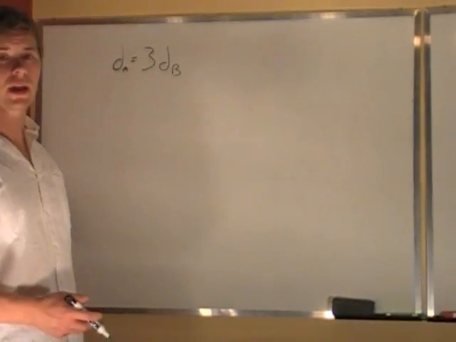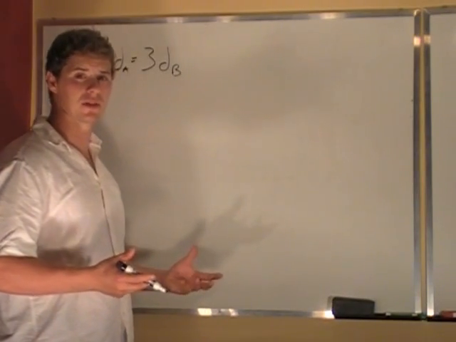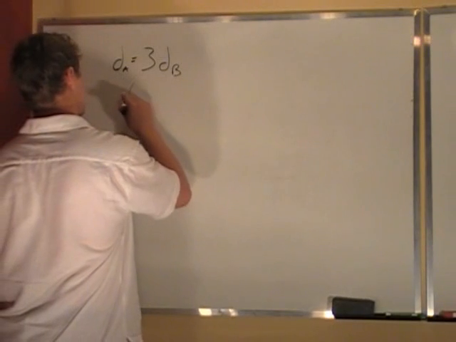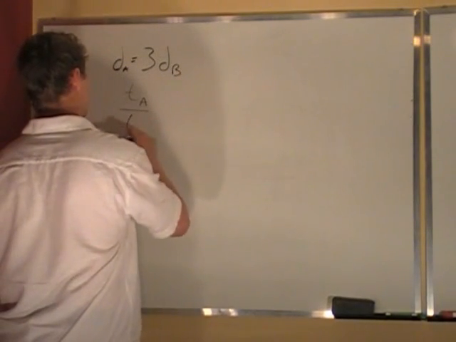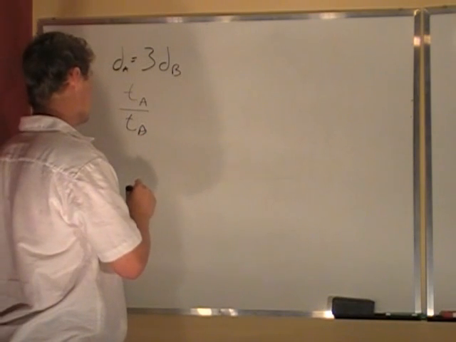Alright, so what we got to do is figure out a ratio, the times of the balls in the air. So basically what they want is the ratio TA over TB. What is that ratio? Time A divided by time B.